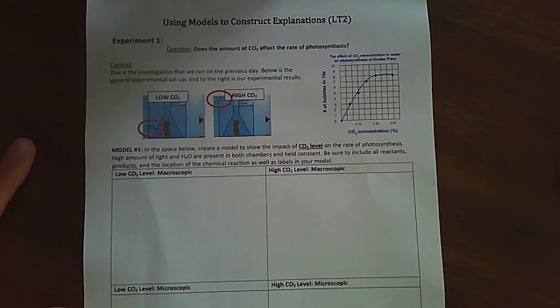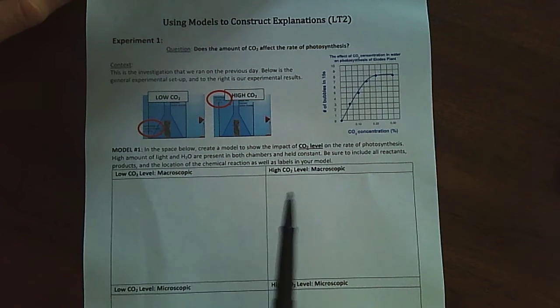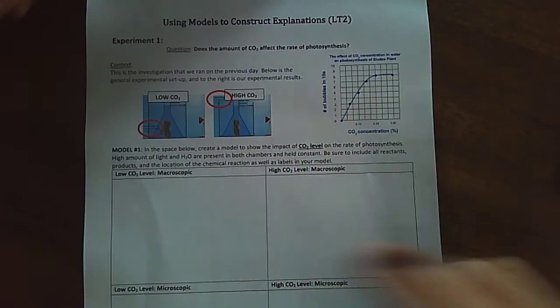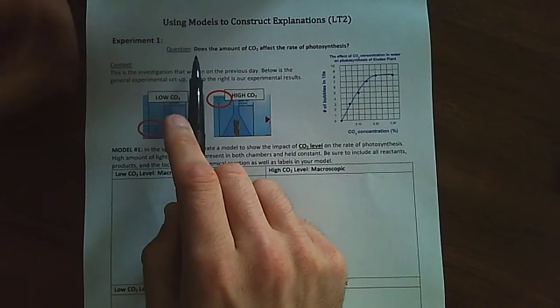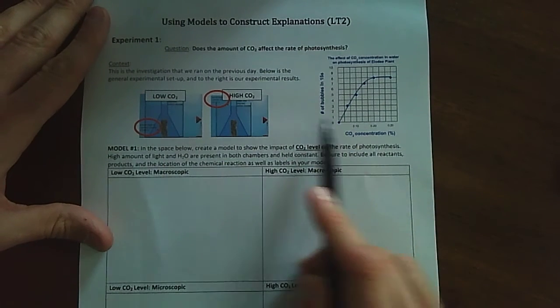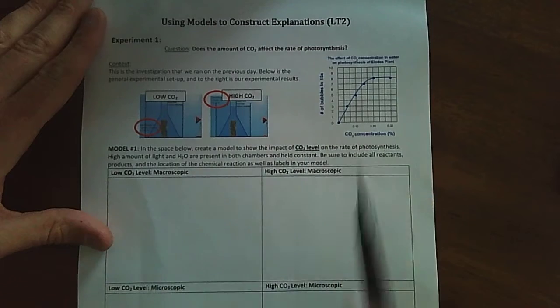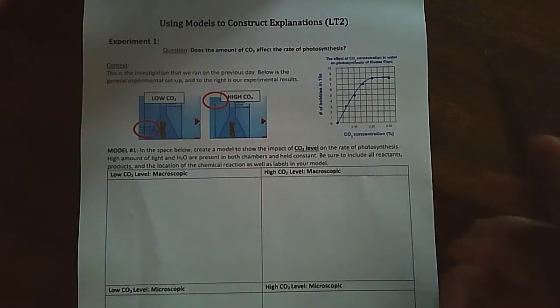In this video I am going to be introducing using models to construct explanations, specifically for our unit on the process of photosynthesis. Our question in our experiment that we did earlier was, does the amount of CO2 affect the rate of photosynthesis? From our graph we see as CO2 increases, the amount of bubbles, which is a measure of oxygen, increases, a product of photosynthesis, so yes, it does.